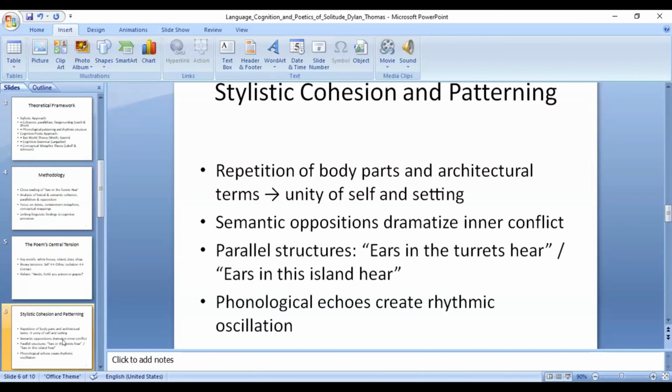From a cognitive poetic standpoint, Ears in the Turrets Here stages the mind's struggle to balance self-preservation with the desire for connection. The poem's recurrent spatial metaphors, house, island, door, sea, ships, operate as conceptual containers that embody the poet's psychological boundaries. Within the metaphorical mapping, self is island and mind is house, the White House signifies both purity and confinement, while the door becomes the threshold between solitude and social contact.